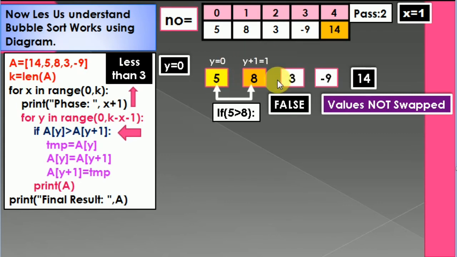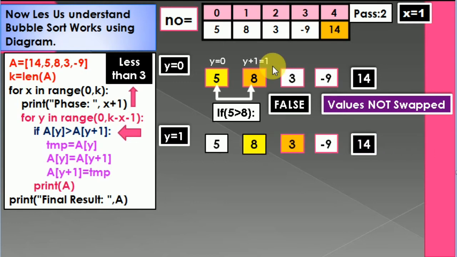Now it is incrementing. The value is going to be changed. Now what is the value of y? 1. These are the numbers. Now where is the cursor now? Where is the position of the y now? At 8. If it is 1, what is the value of y plus 1? That is 2. Now 8 is going to be checked with 3.